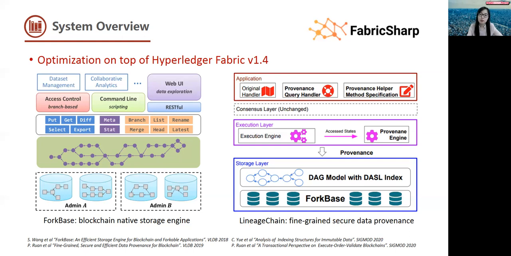To support data provenance, we designed lineage chain, which captures the provenance during contract execution. And we also design indexes for supporting efficient provenance query processing. The source code based on Fabric version 1.4 has been released, and we are now upgrading for Fabric 2.2. I will cover these two systems with a little bit more details in the next two slides.